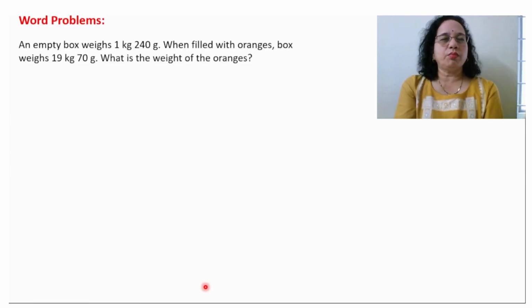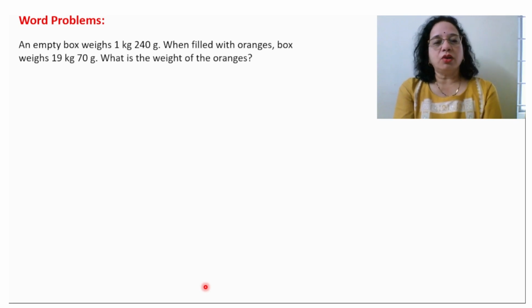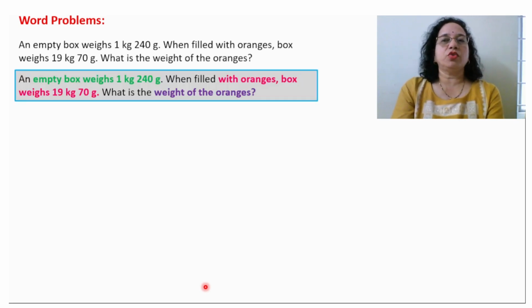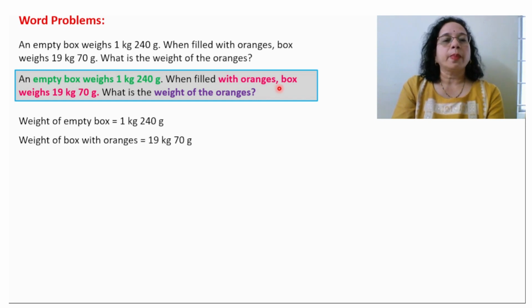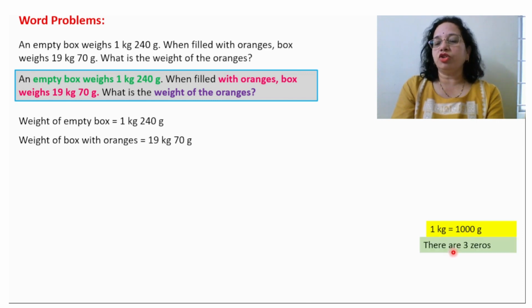Take one more example. So again, to find out the statements, I have written the same question once again with different colorful fonts. So here the empty box weight is given. So weight of the empty box when filled with oranges. So box with oranges, weight of the box with oranges. And now here we know that 1 kilogram is equal to 1000 gram. Again 3 zeros are there. It means gram will come in 3 digits.